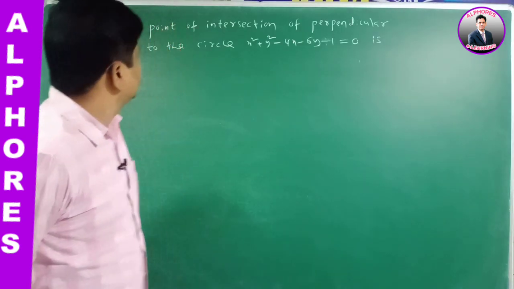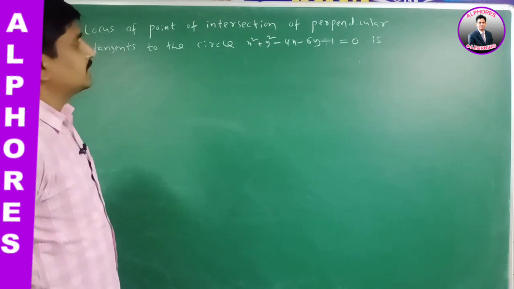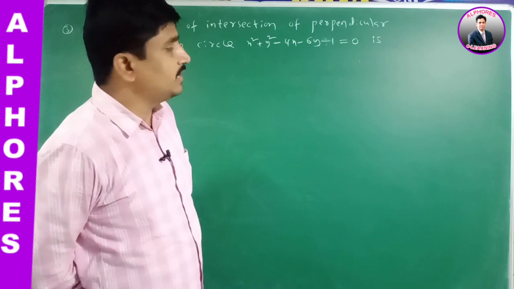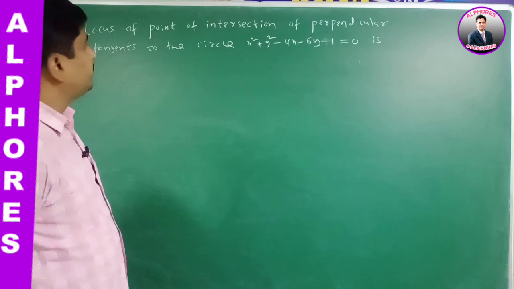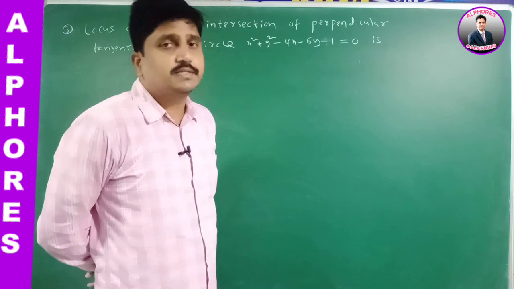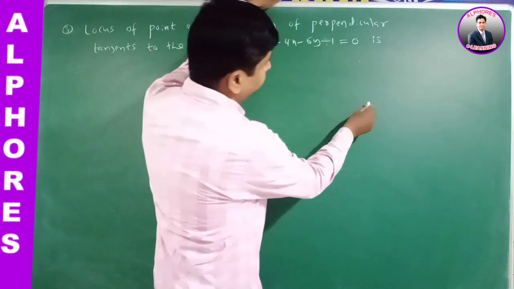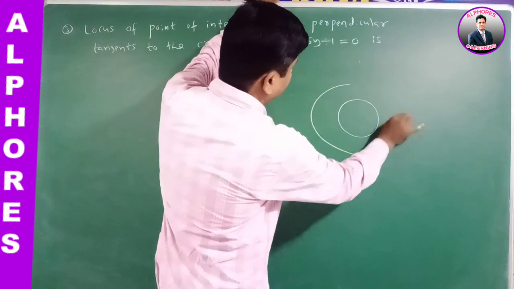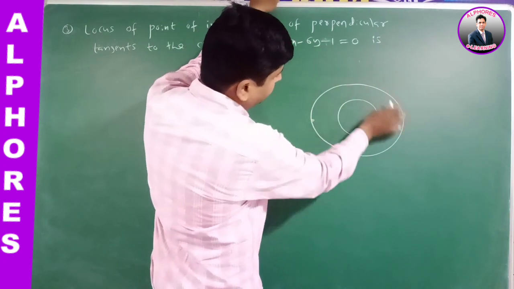Okay, next. Locus of the point of intersection of perpendicular tangents to the circle x square plus y square minus 4x minus 6y minus 1 equal to 0 is. We know that the locus of the point of intersection of perpendicular tangents to the circle is also a circle. It is called the director circle of the given circle. This is the given circle. This is the required circle.